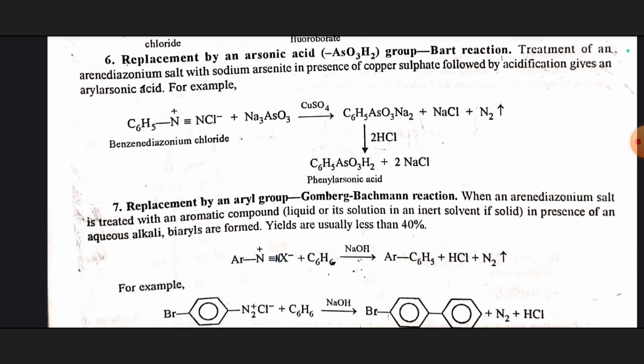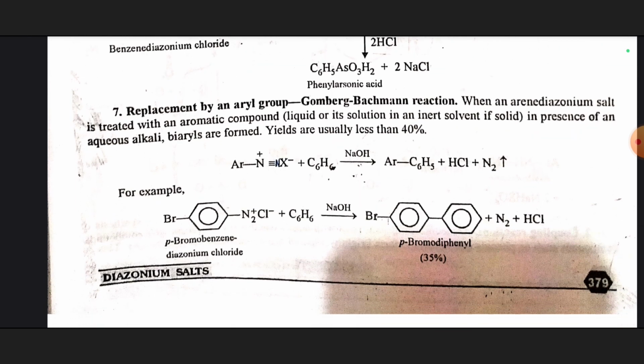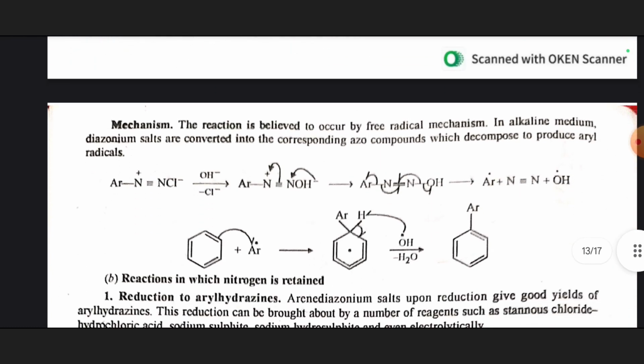when benzene diazonium chloride reacts with Na3AsO3 in copper sulfate, we get the phenyl arsonic acid. Seventh, replacement by an aryl group, that is Gomberg-Bachmann reaction. When an arene diazonium salt is treated with an aromatic compound in presence of an aqueous alkali, biaryls are formed. Yields are usually less than 40%.